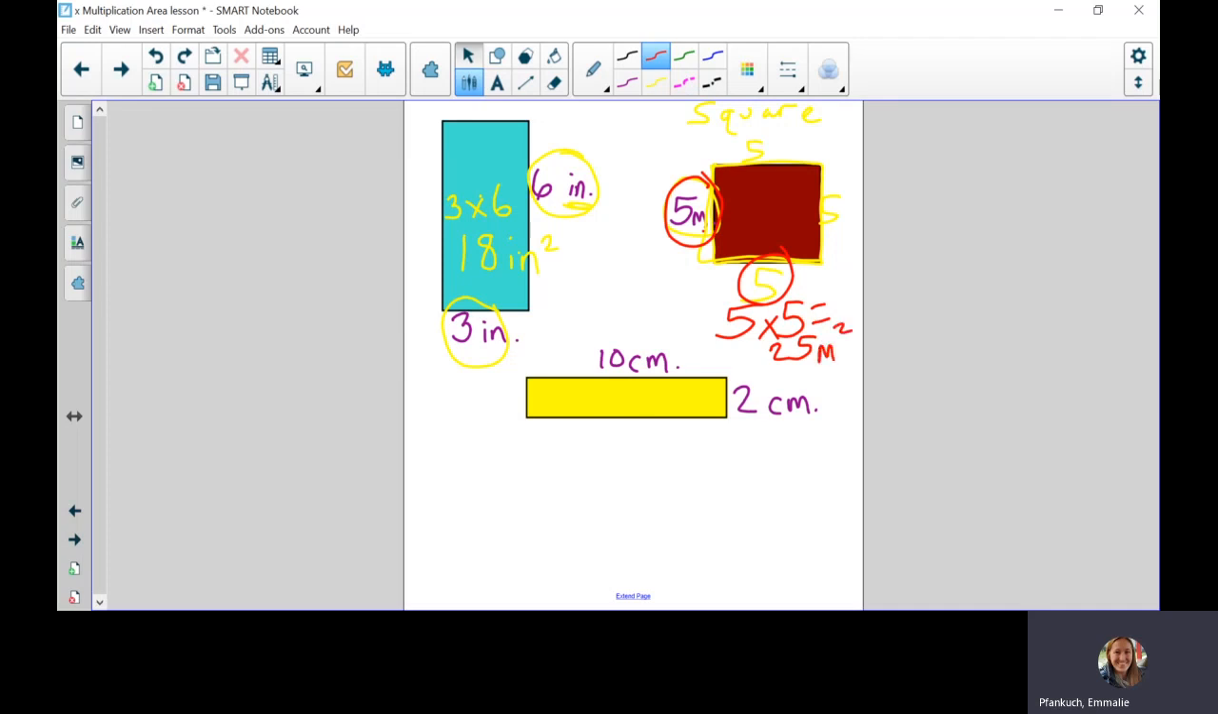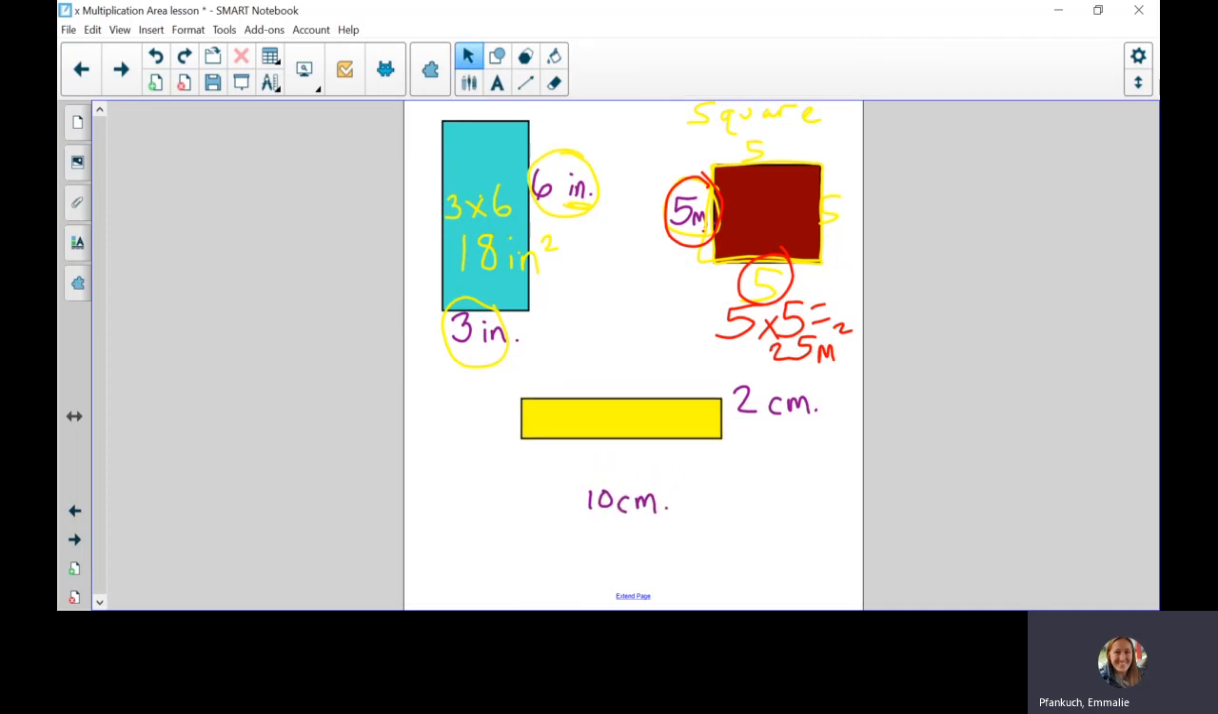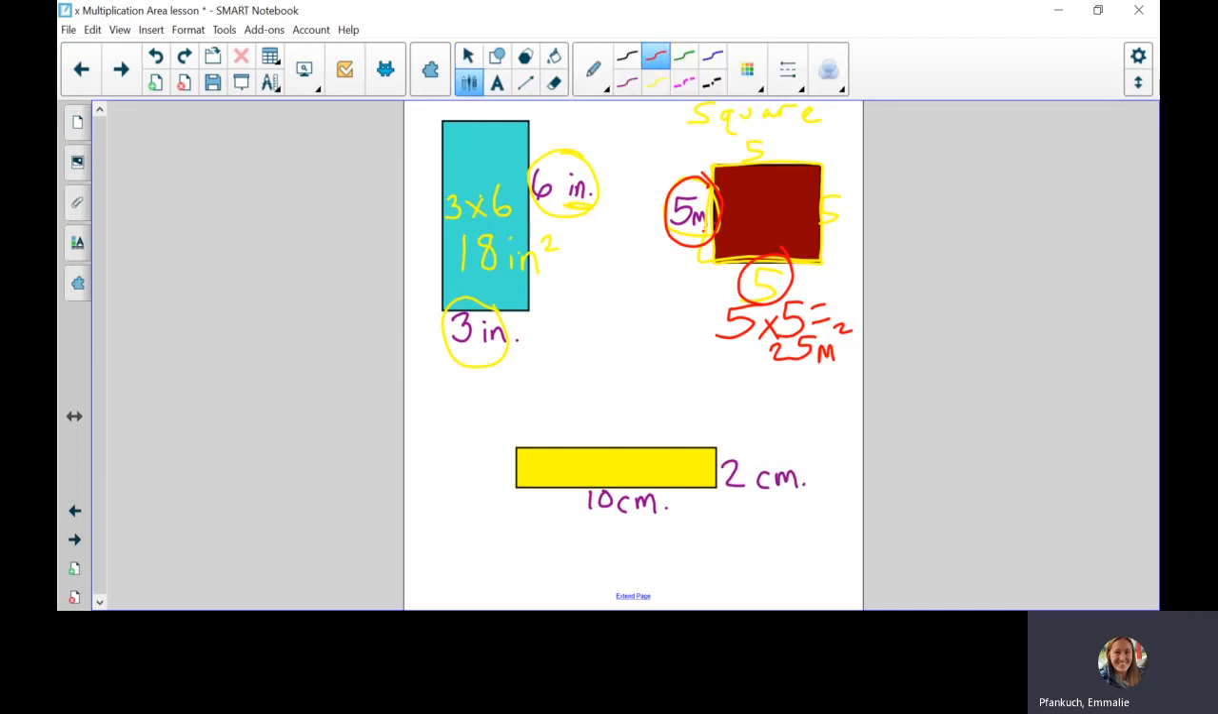Let's go down to this last one and give us a little more space down here. All right, so for this one, I noticed that my length is 2 centimeters multiplied by my width, which is 10 centimeters, which would give me a total area of 20 square centimeters.